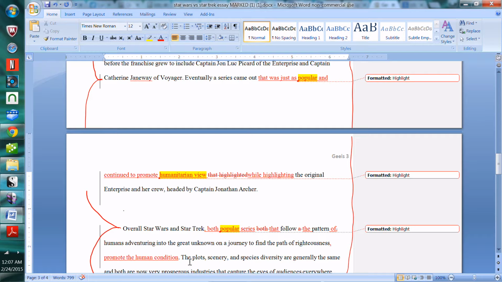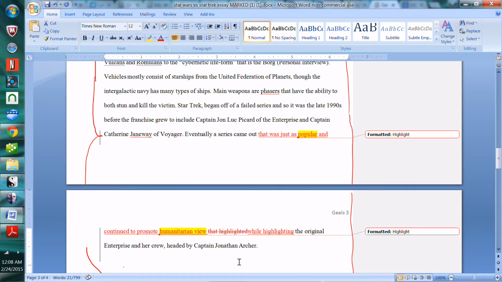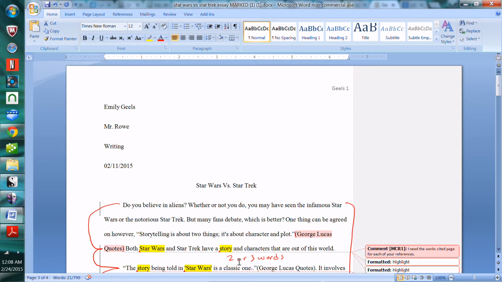Overall, Star Wars and Star Trek promote the human condition. Overall, Star Wars and Star Trek, and here's our clause, both popular series that follow a pattern of humans adventuring in the great unknown on a journey to find a path of righteousness, promote the human condition, or promote humanitarian views, something like that. And then we have our ending here, which has to be with our beginning. So let's go up and get our very beginning sentence.